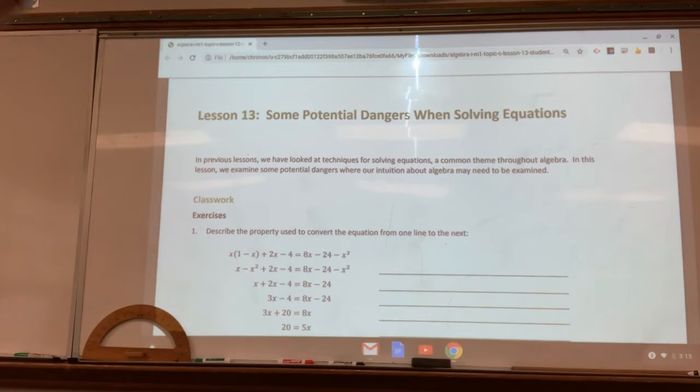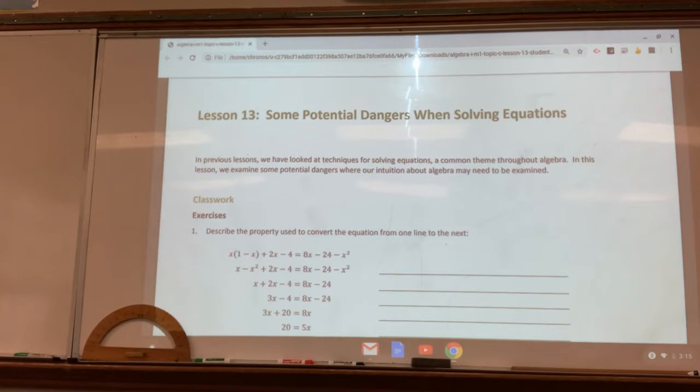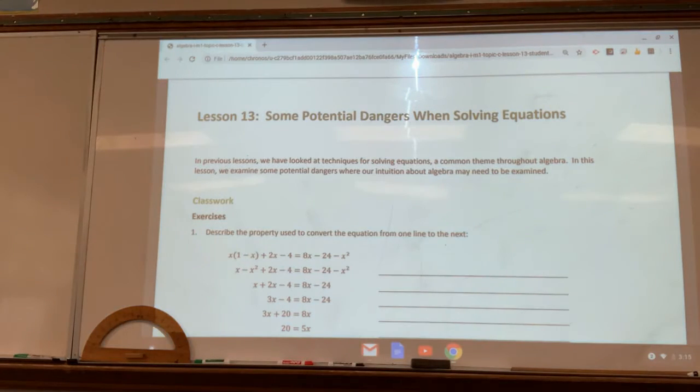Okay, so this says some potential dangers when solving equations. Remember, if we use the associative, the commutative, or the distributive property, it does not change the problem. Now, what I will guarantee you is you will see problems like this where you have to explain what you are doing using mathematical language. So make sure that you pay attention because you are going to have problems where you have to explain mathematical language.